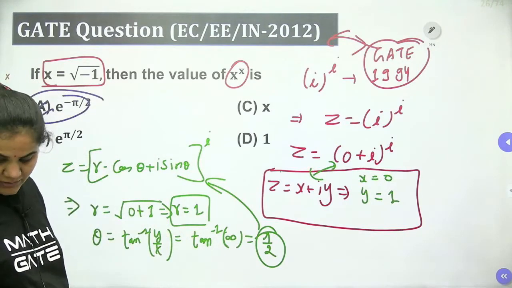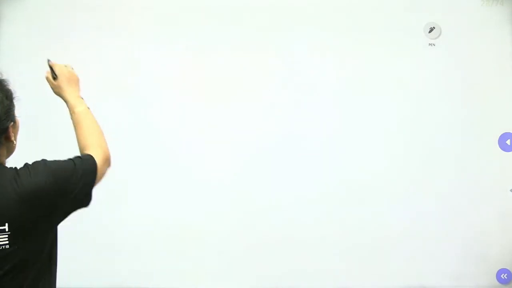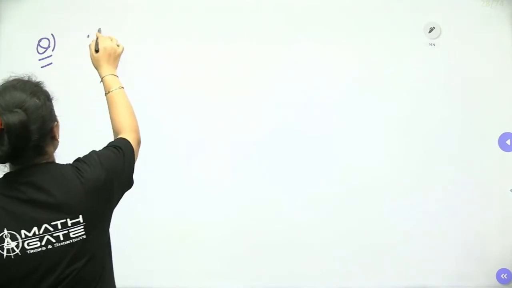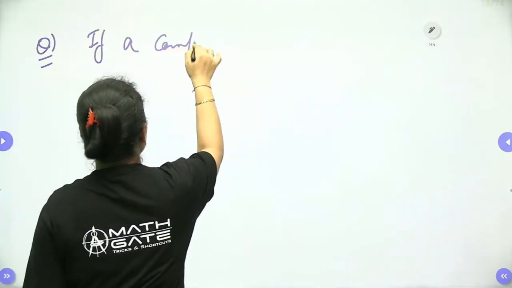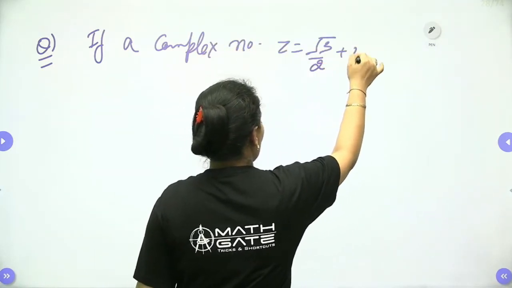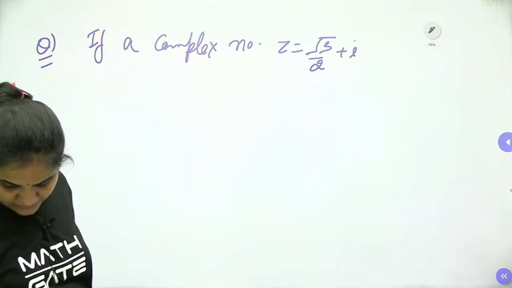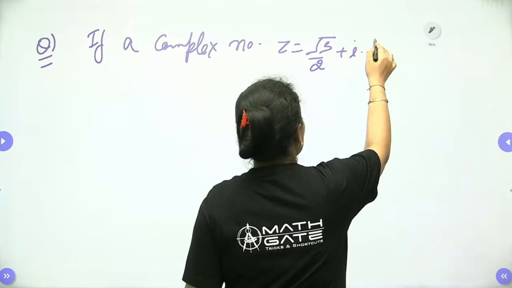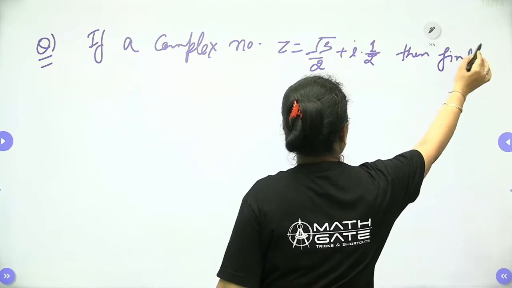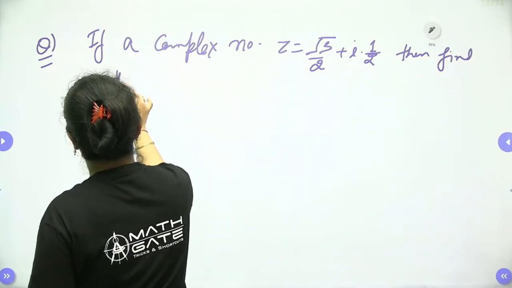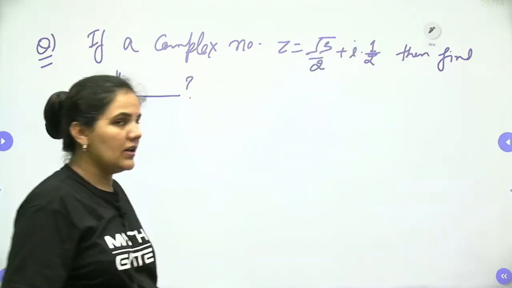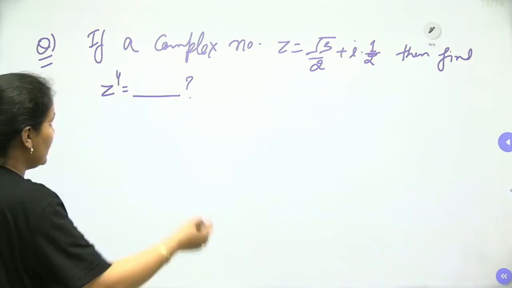We have one more question on complex numbers only. Okay, let me write it here. If a complex number z is equal to root 3 by 2 plus iota into 1 by 2, then find z to the power 4. We have to find z to the power 4 only from here. This is a GATE 2007 question. We do have options also here.